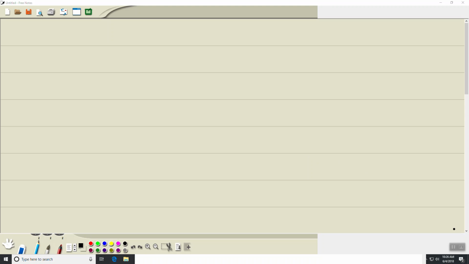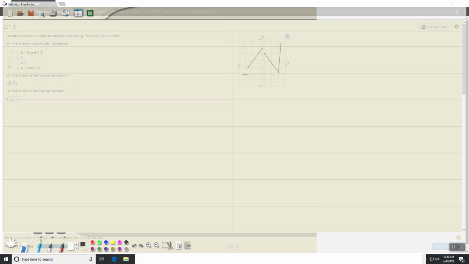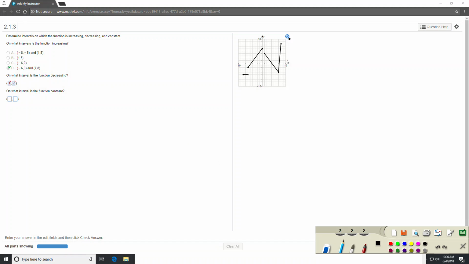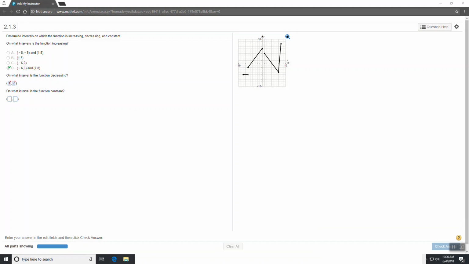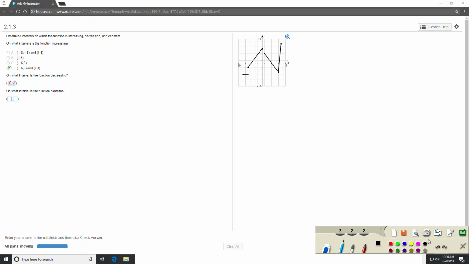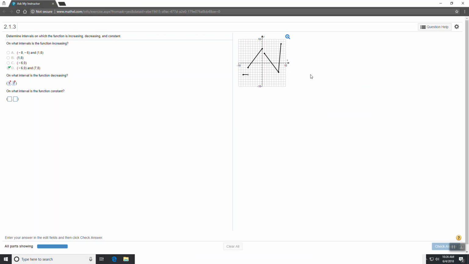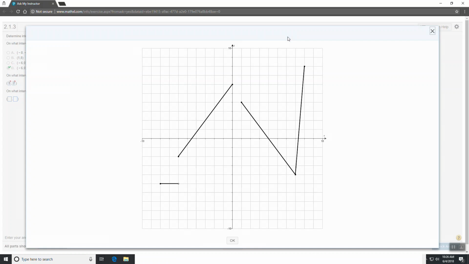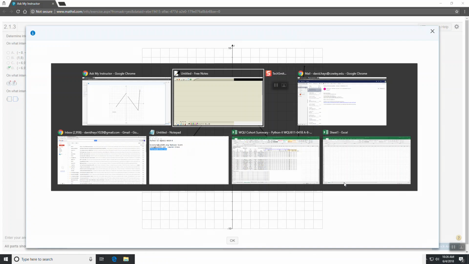Right, let's take a look here. And I've got to figure out how to do this. Desktop mode. Okay, that's it, I believe. But I've got to make that big first. Okay, there we go.